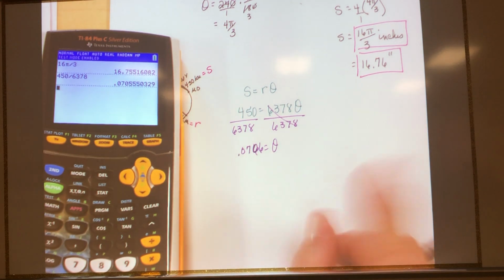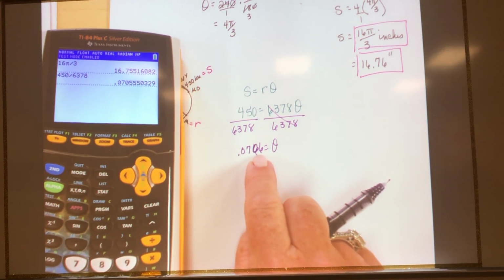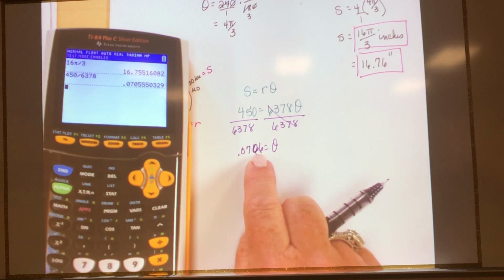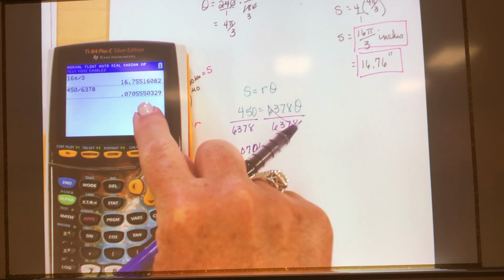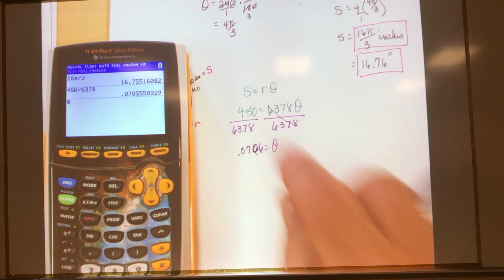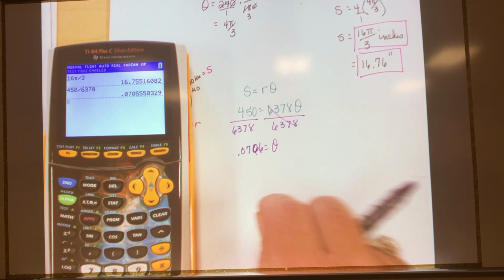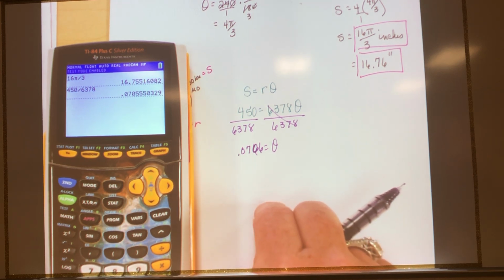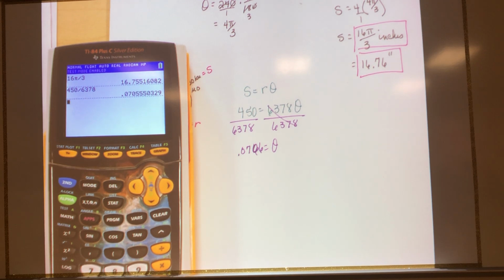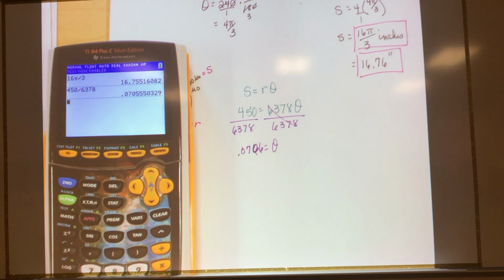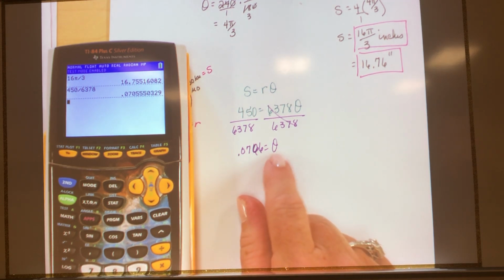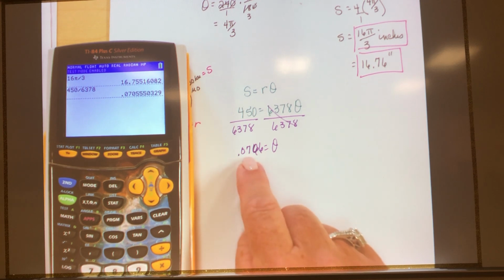Now listen to me. The higher up you get in math, the more your teachers expect you to do this kind of stuff. I wrote this on my paper, but anytime I wanna use this, I'm using this guy right here. Do you understand? I'm not gonna round it off until the very end, all right? So, what is this? 0.0706 what? Yeah, this is radians, okay?